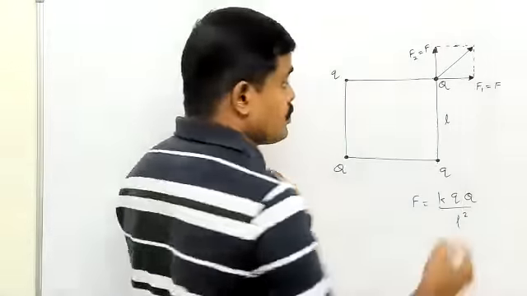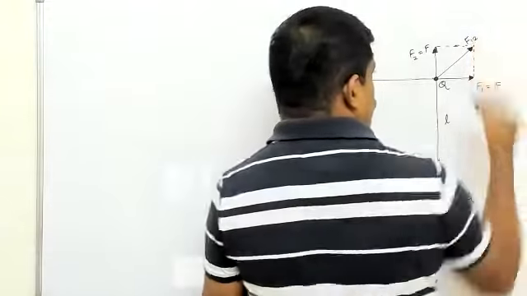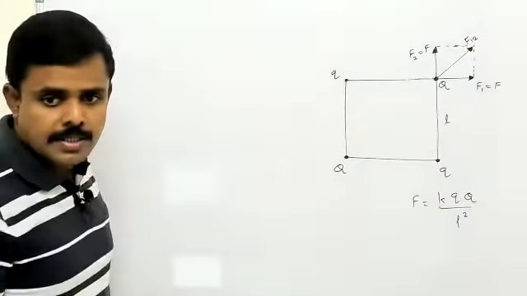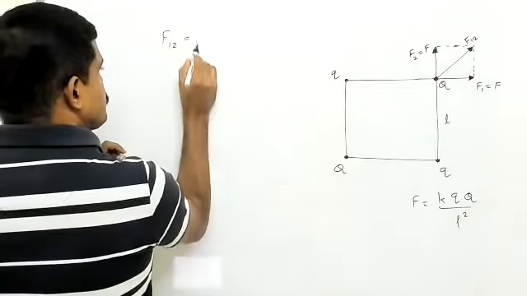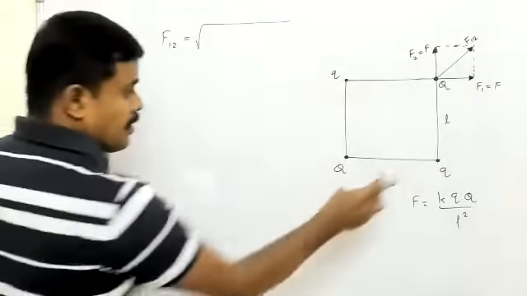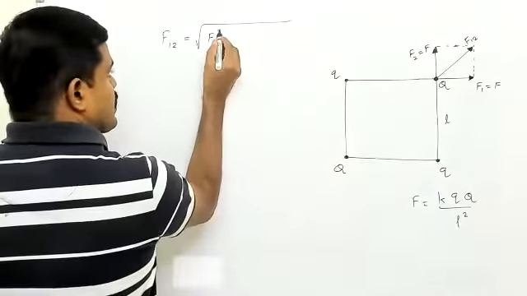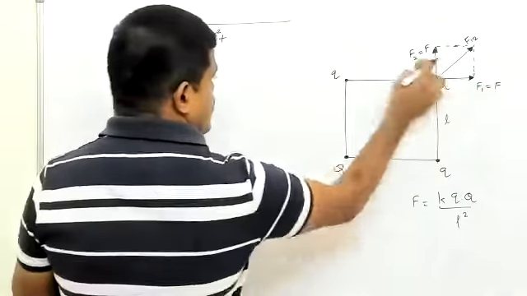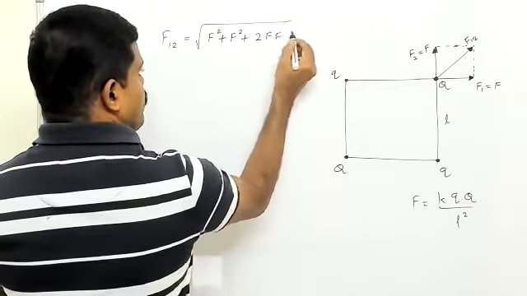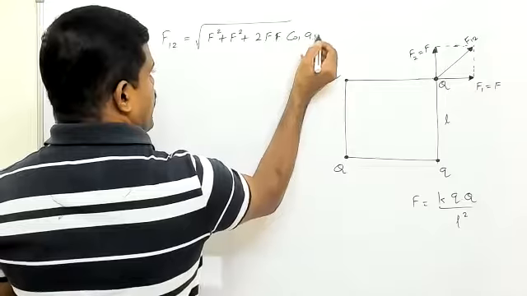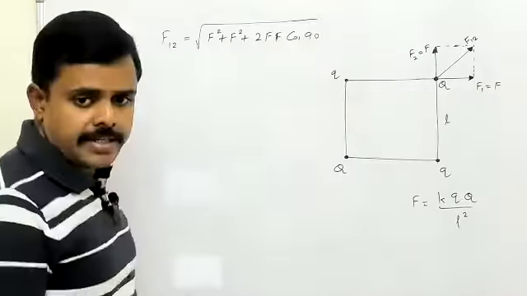What is that force? I can call it F12, the resultant of 1 and 2. So what is F12 then? Root of first force squared, that is F squared, plus second force squared, that is F squared, plus 2 into F into F into cos of 90. Why did I take so?